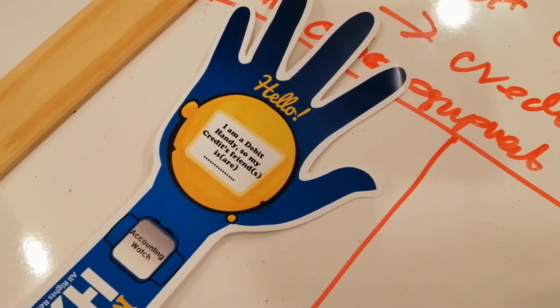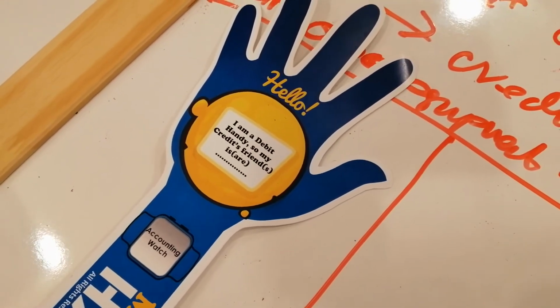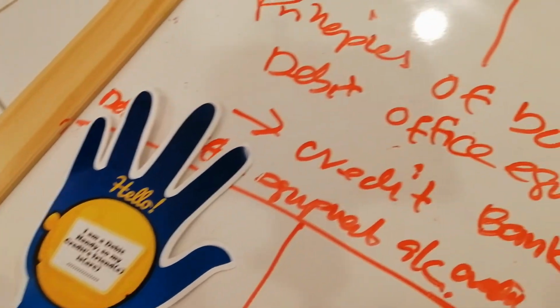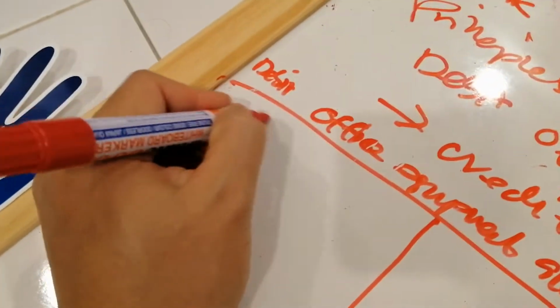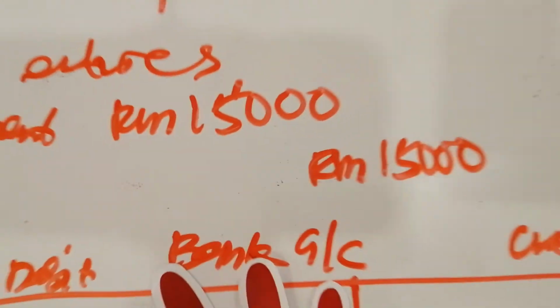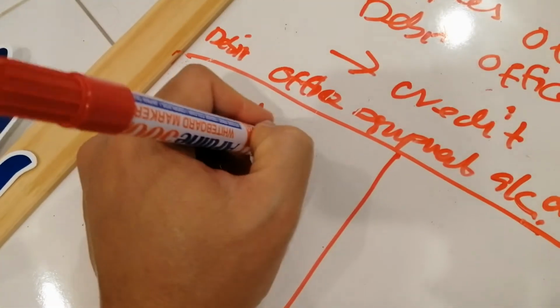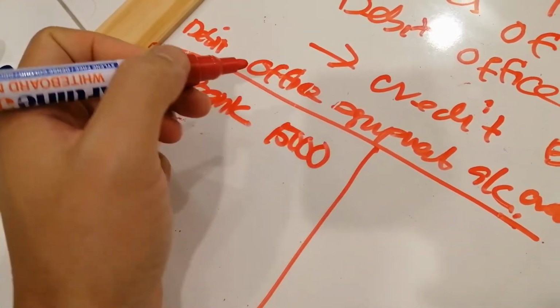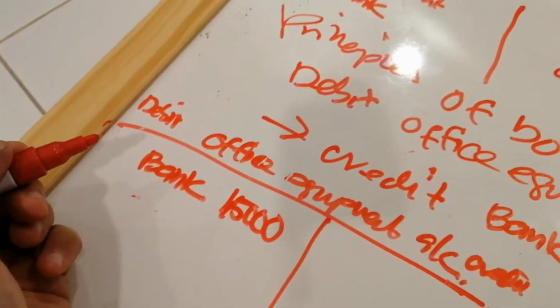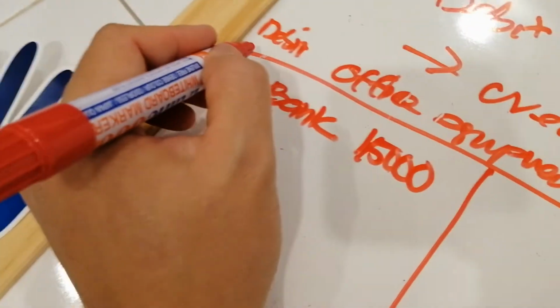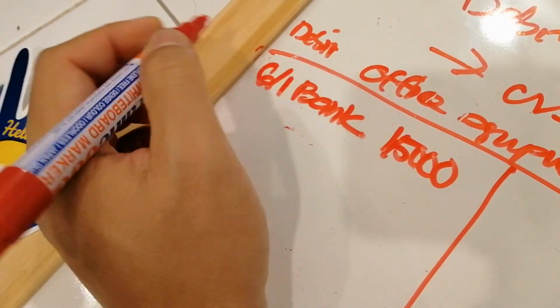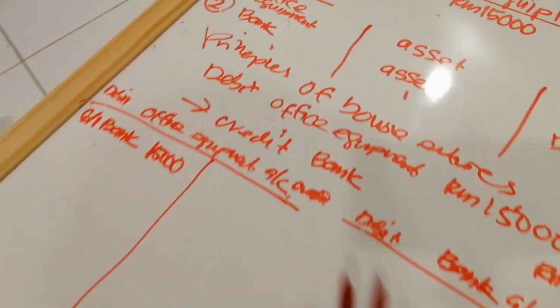Don't be shy. I am a debit handy, so my credit friend is, what is the name of the credit friend for debit? Bank. So you put here bank. How much is the figure at bank? 15,000. So you put here 15,000. Okay. So we have the date here, 6 January. So you put here 6 January. Done for the first one.